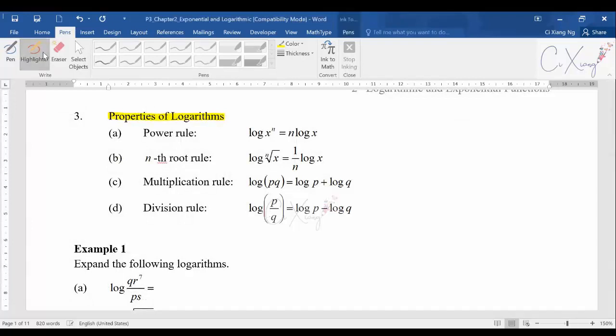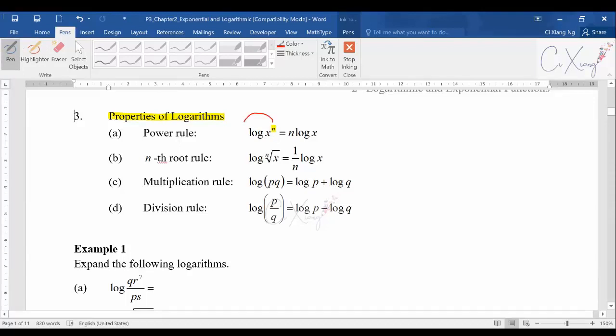Okay, so the power rule means that for any power, like log x to the power n, you can actually put the n in front, and it becomes n log x. So this is what you need to know for the first rule here.